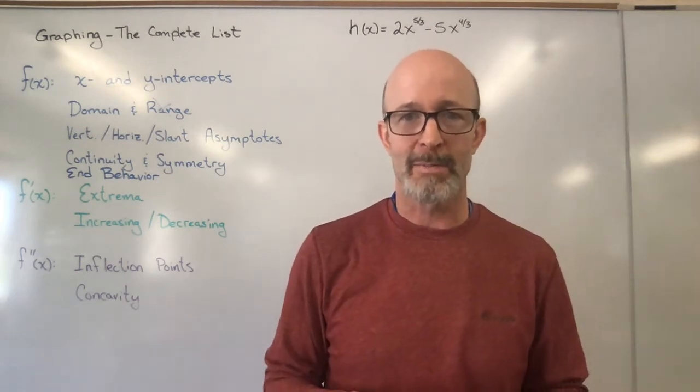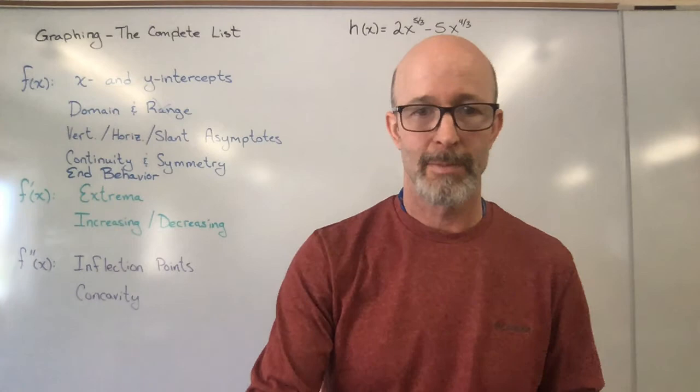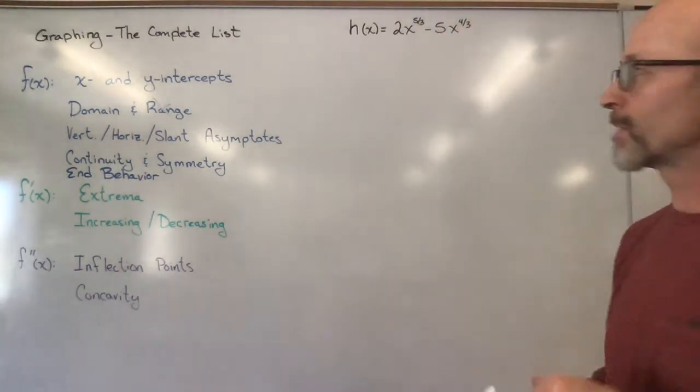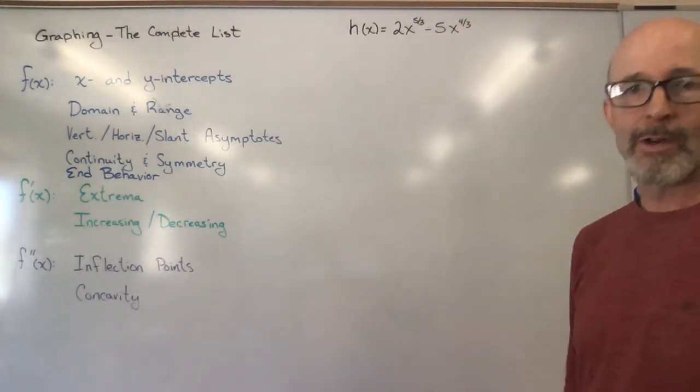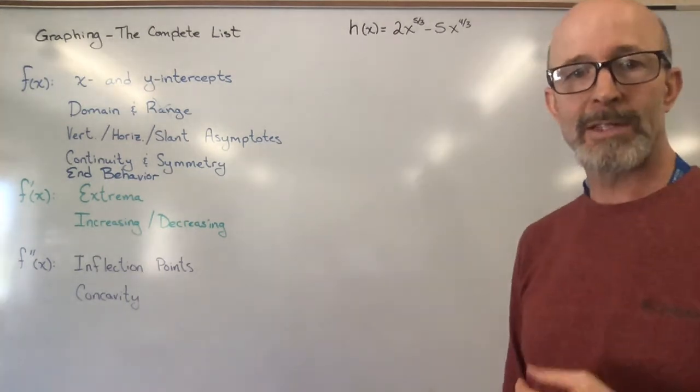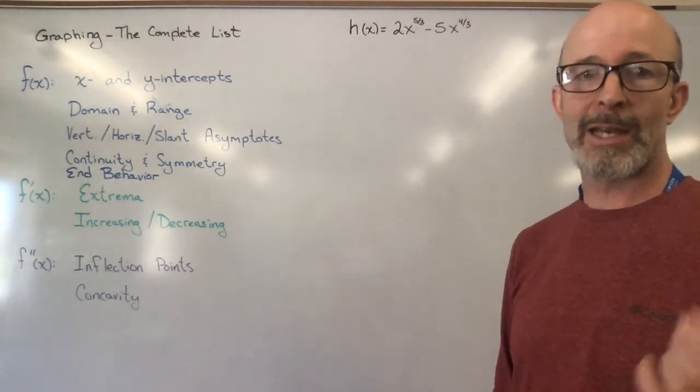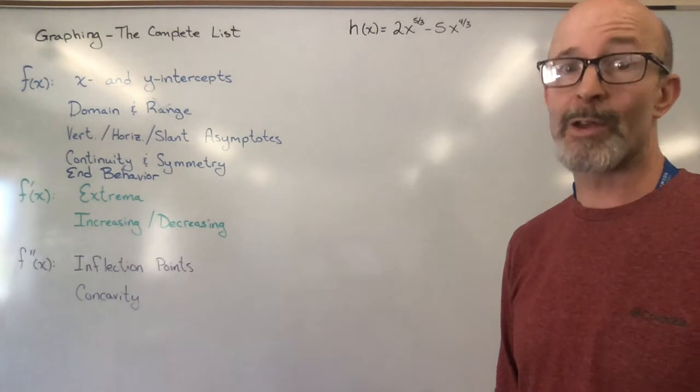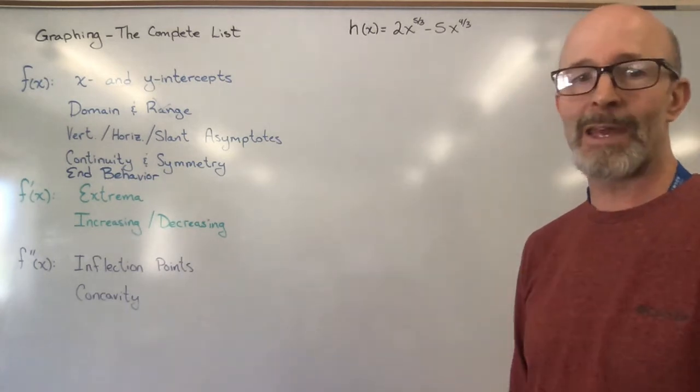2x to the 5/3 minus 5x to the 4/3. Let's take a moment and find out what we can find from that original function. Pause for a moment and see if you can get the x-intercepts, y-intercepts, domain. Are there any asymptotes, any end behavior, that sort of thing.